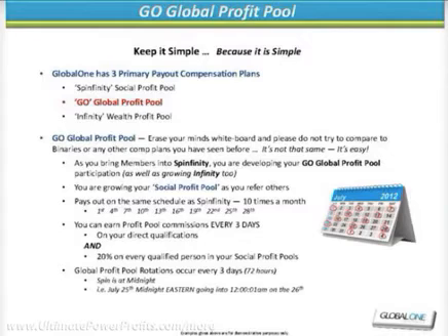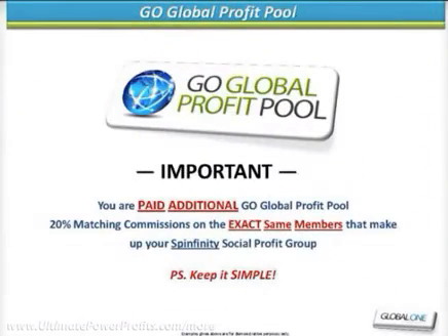So if you have 5, 10, 15, 20, 30, 40, 50, 100, 500, 5,000 people in your Spinfinity, it's the exact same people. You're paid the exact same amount per each of your social profit pools that get built as you refer and they refer others. This is going to look familiar from the Spinfinity layout because it is exactly the same. Your global profit pool consists of the exact same members that make up Spinfinity. You get paid on these very same people a second time.